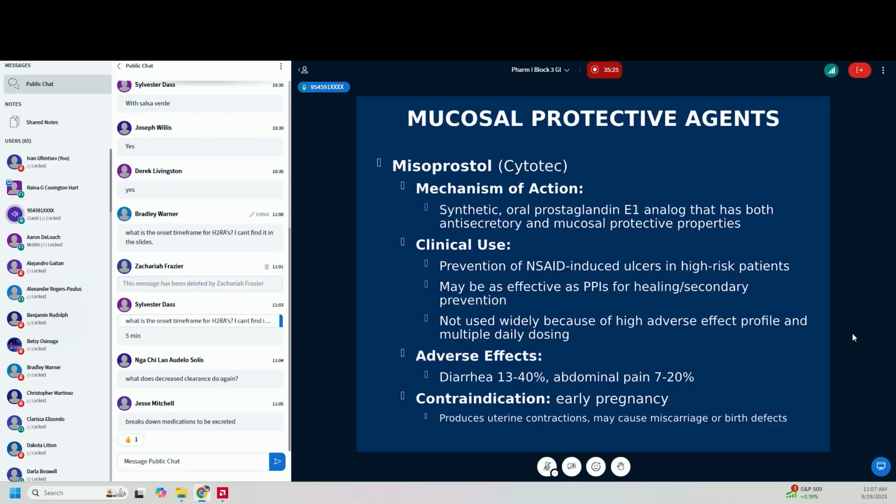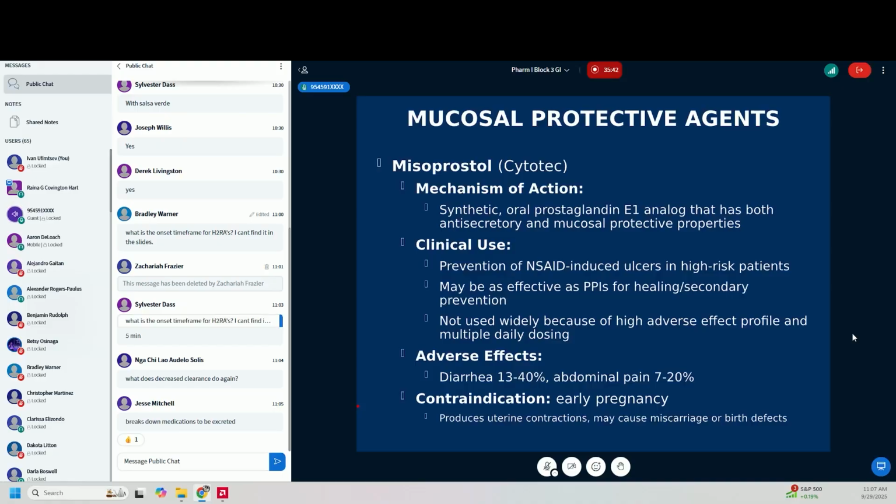Sorry, the adverse effects, make sure that you're looking at that. Again, constipation being a thing here for your sucralfate, and we're worried about the accumulation in your patients who have any type of renal dysfunction.